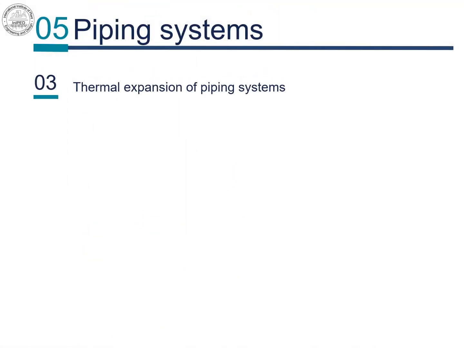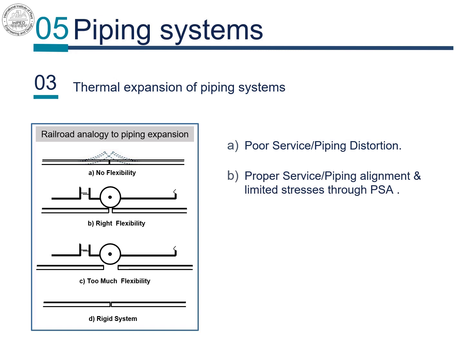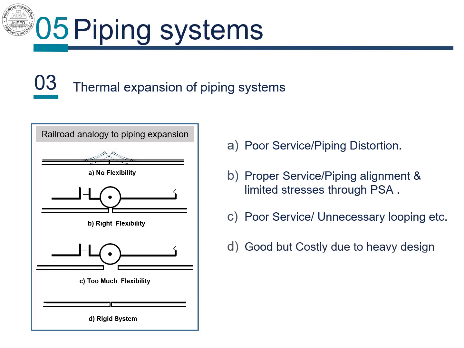Thermal expansion of piping systems would be best described in analogy with railroad design, on the following diagram. If the rails are tied together without the possibility to expand, the result would be as shown in option A, which is lack of flexibility leading to distortion. However, in option B, we can see that there is just enough spacing to accommodate thermal expansion, which also allows for proper service. In option C, too much space was left for thermal expansion, so the service would be poor. The totally rigid system, on the other hand, would be quite a good answer, but the design is heavy and costly, so it is not a viable solution.